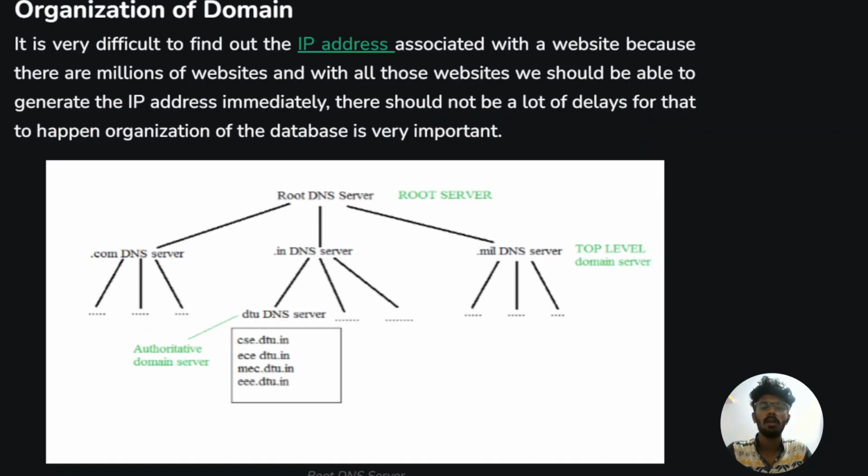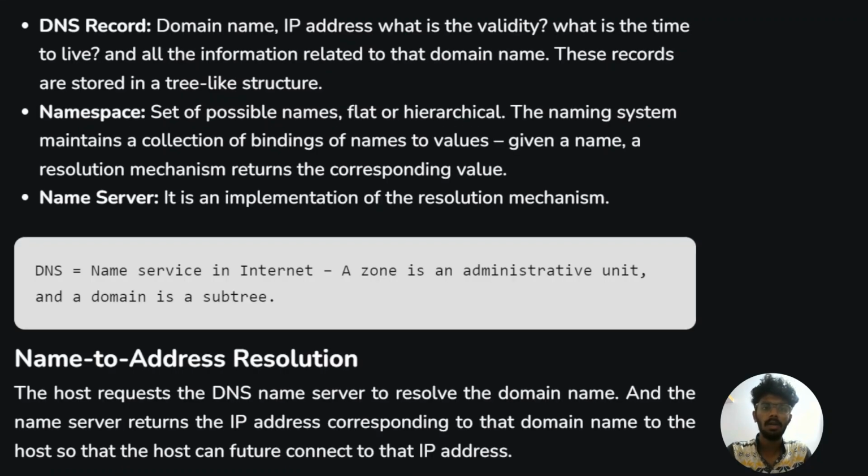Organization of domain. It is very difficult to find out the IP address associated with a website because there are millions of websites and for all those websites we should be able to generate the IP address immediately. There should not be a lot of delay for that to happen. Organization of the database is very important. DNS record: DNS name, IP address, what is the validity, what is the time to live, and all the information related to the domain name. These records are stored in a tree-like structure.